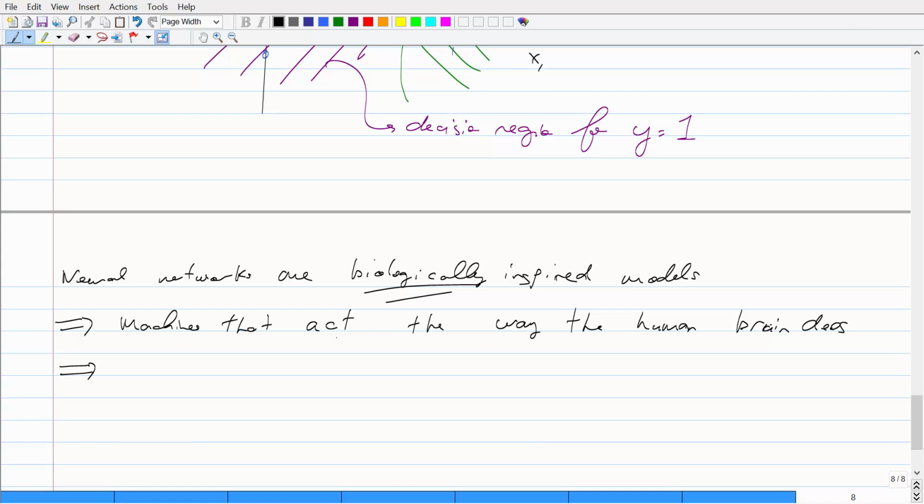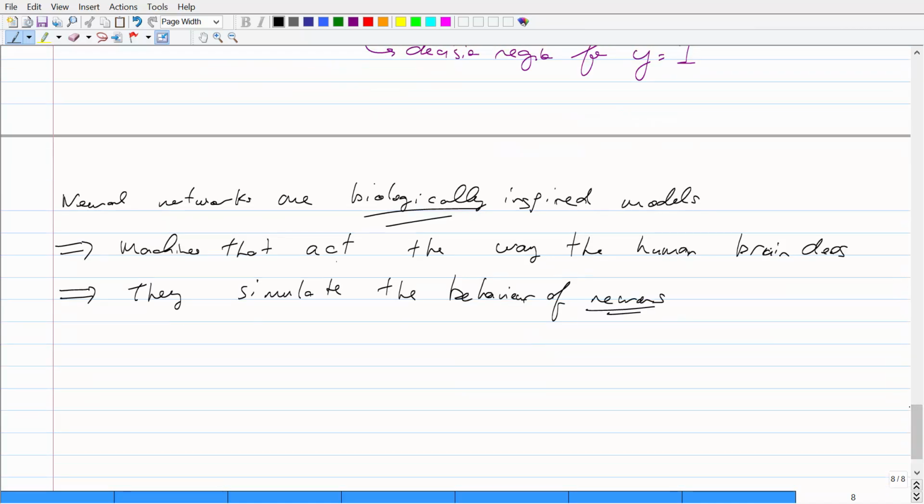Okay, so I don't know how much biology you know, but you know that inside our human brain, it's jam-packed with a very simple computational unit, which is called a neuron. So basically, neural networks simulate the way neurons behave, the way the human brain acts on them. Right? So they try to simulate how neurons act in the human brain. So they simulate the behavior of neurons. So neurons are the basic computational unit inside your brain, and neural networks attempt to mimic this behavior as a computational unit.